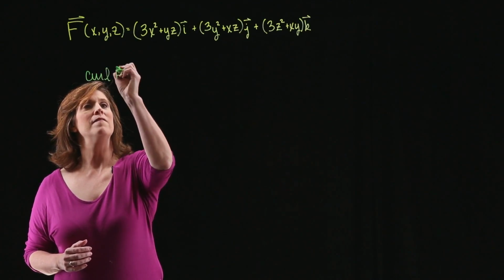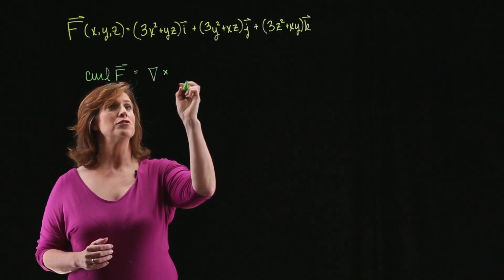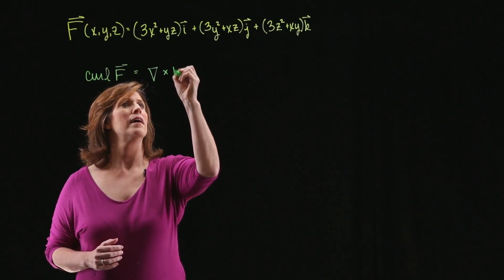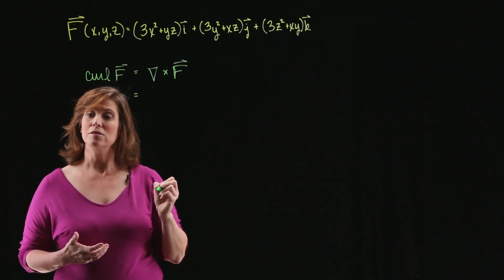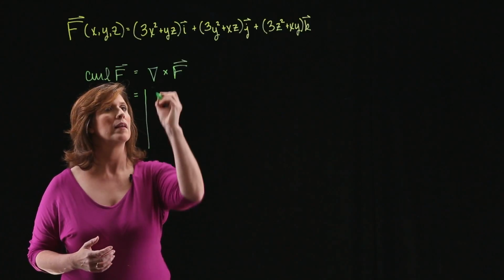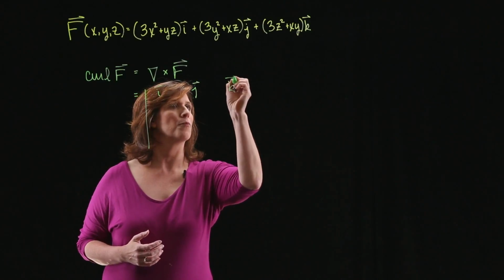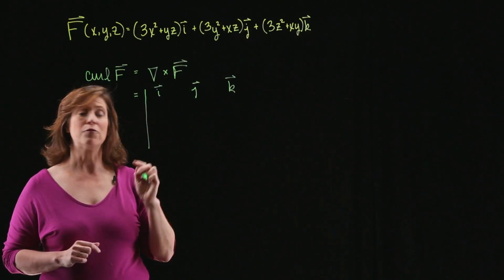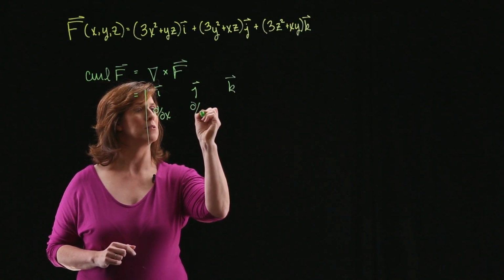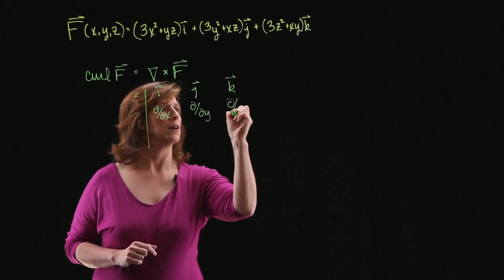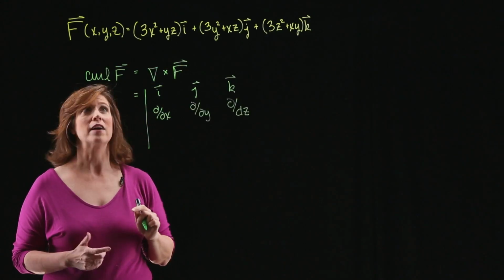So the curl of my vector field can be thought of as a cross product, crossing the differential operator with my function f. So we're going to use a determinant form where I have i, j, and k for my first row. The second row will be the differential operator, so that will be the partial with respect to x, the partial with respect to y, and the partial with respect to z. And the third row will be the components of my vector field.